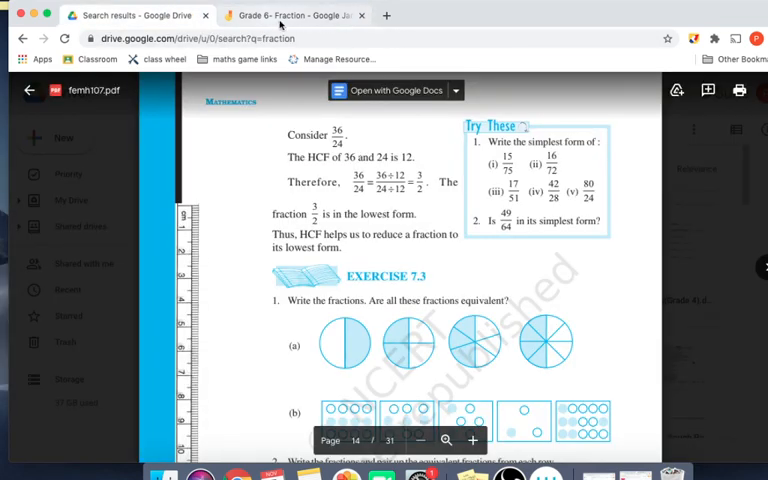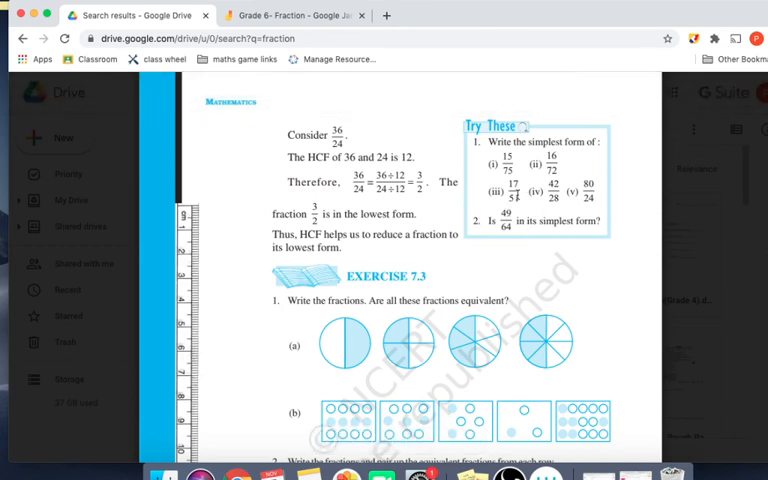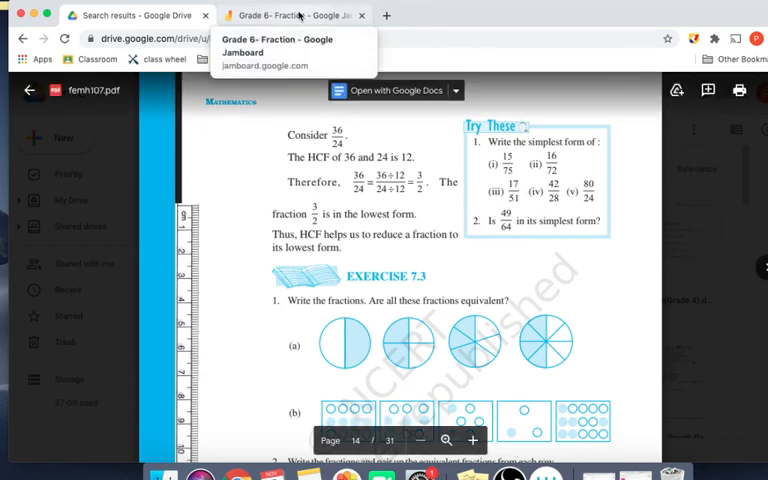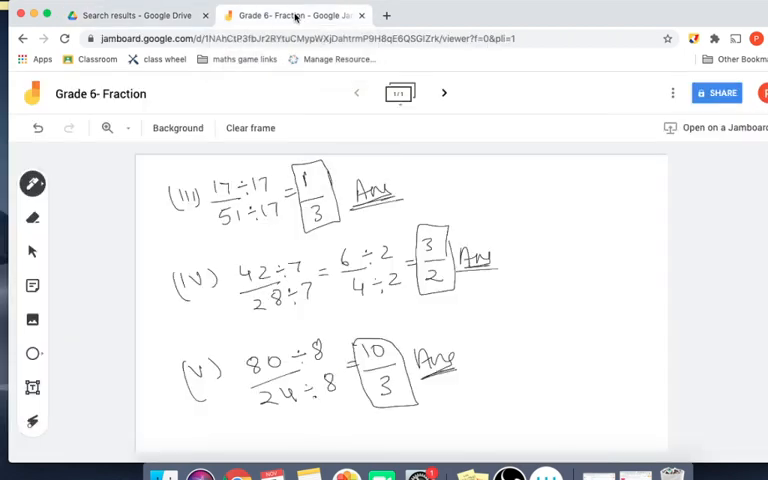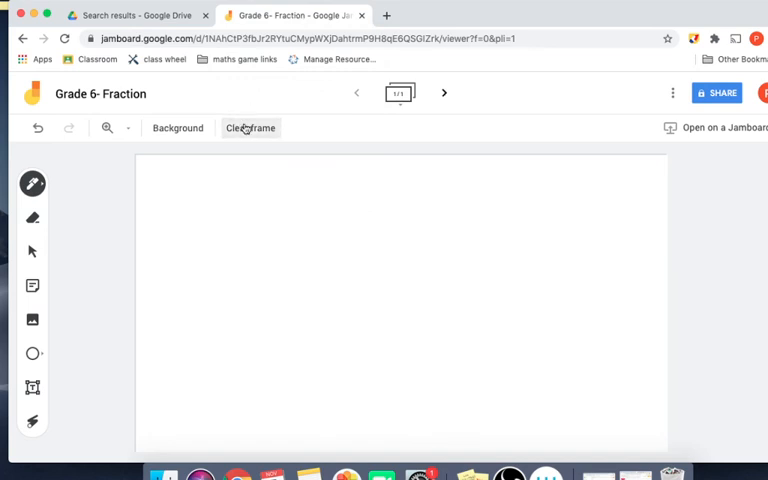Okay. Yeah, the last question is question number 2. Is 49 by 64 in its simplest form? 49 by 64. Let's try this. So is there any common factor of 49 and 64?